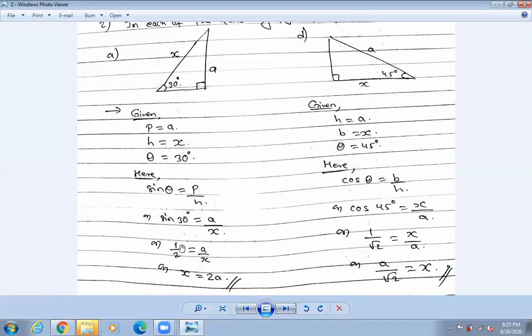So sine 30 means how much? Sine 30 means 1 by 2. Do you know the value or not? Sine 30 means 1 by 2 equals A by X.